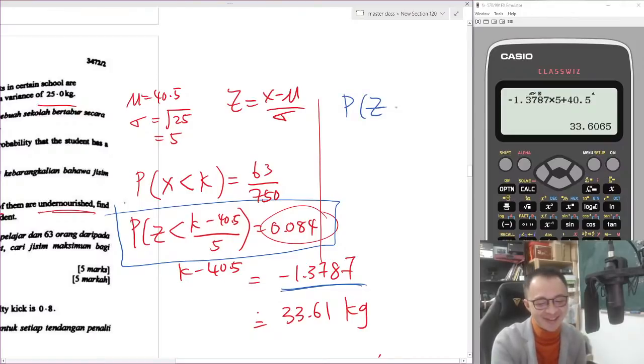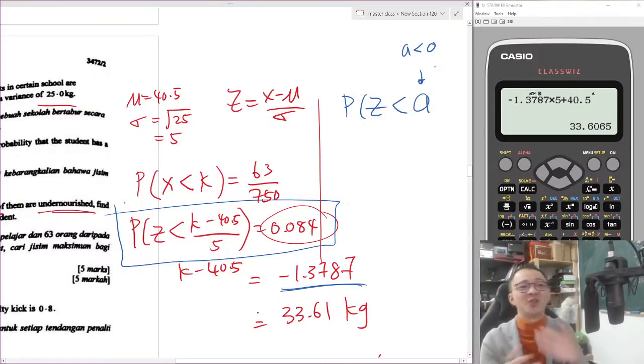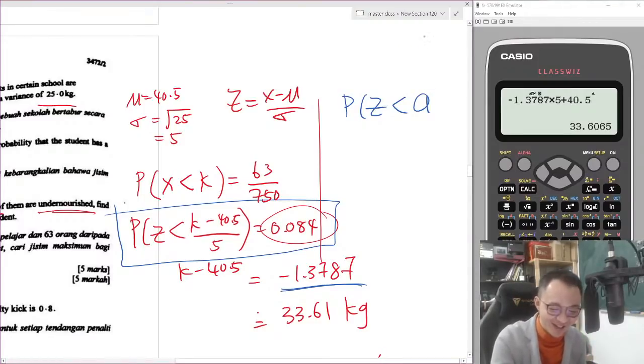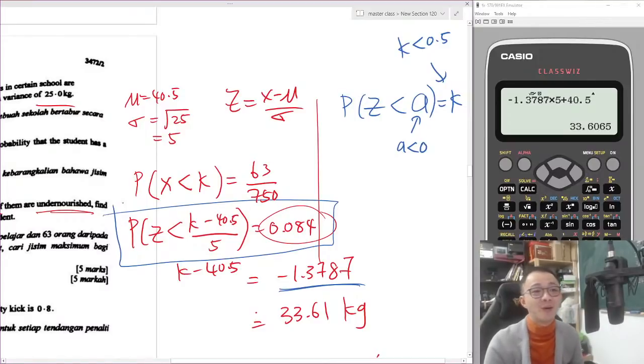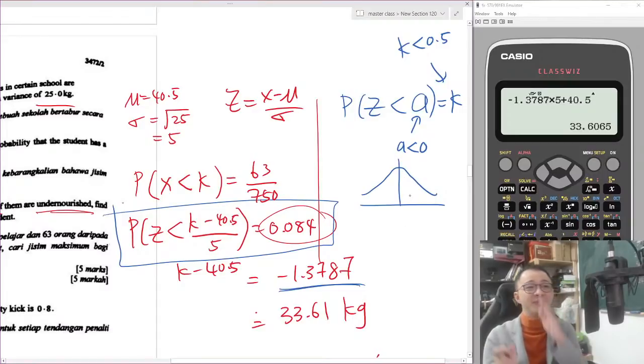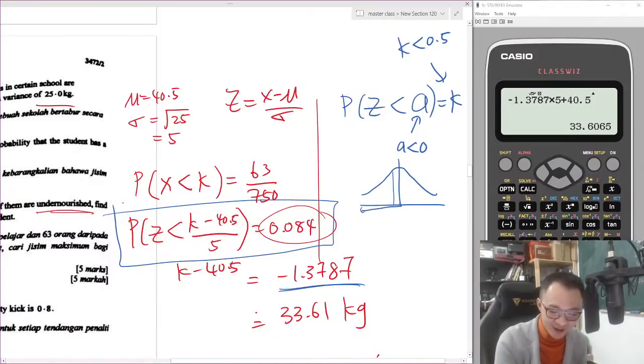Basically Z is less than any value A, any value here, I don't care what this value is. As long as A is less than 0... sorry, not A, what am I talking about? A is equal to K. As long as the K is less than 0.5, then your A will be negative. Because if it's less than 0.5, because it is less than, your area must be from a certain line going to the negative side. So definitely from here to here is negative.